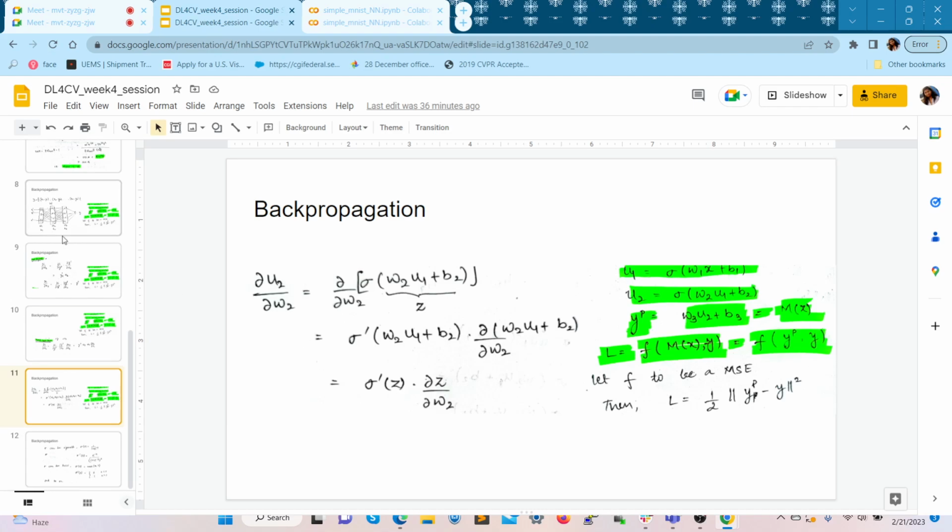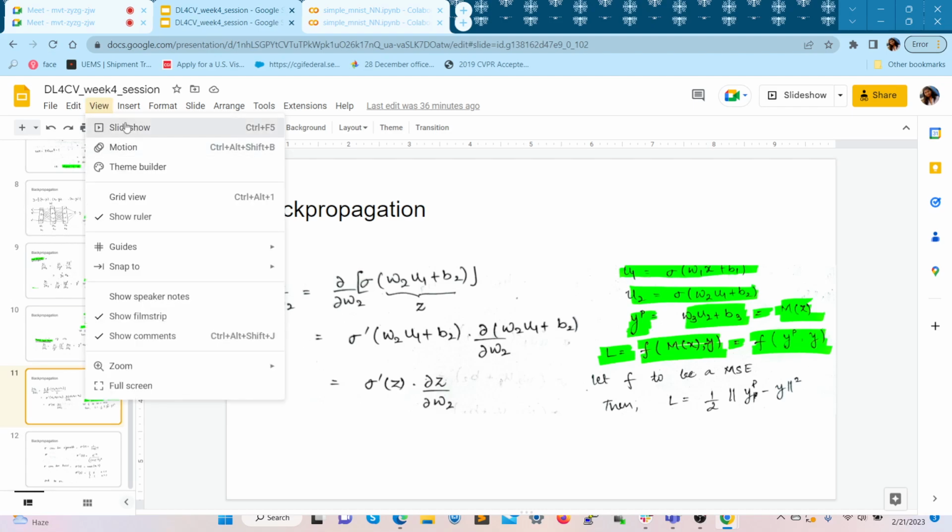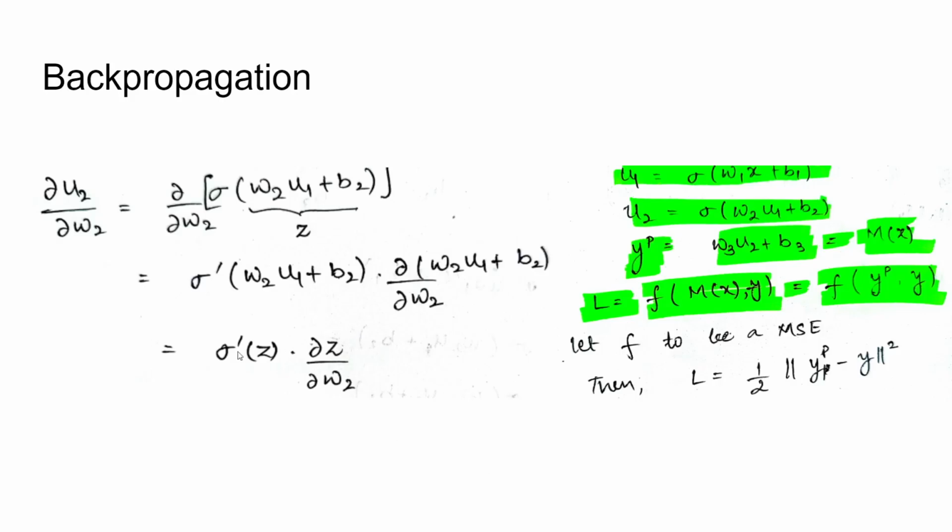Okay, so what will happen now? Once you know the derivative of the activation function, you can compute and fit it here, and then you can compute the derivative of this with respect to z or w2, which is nothing but u1 itself. Multiply that and you'll get the derivative of u2 with respect to w2. Similarly, what will be the derivative of u2 with respect to bias? It will be only sigma prime z.